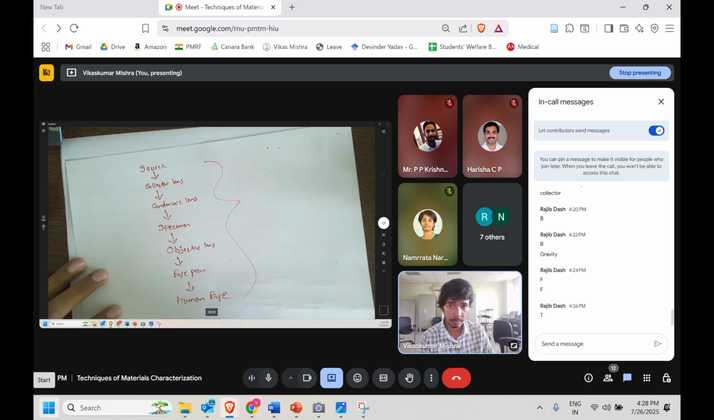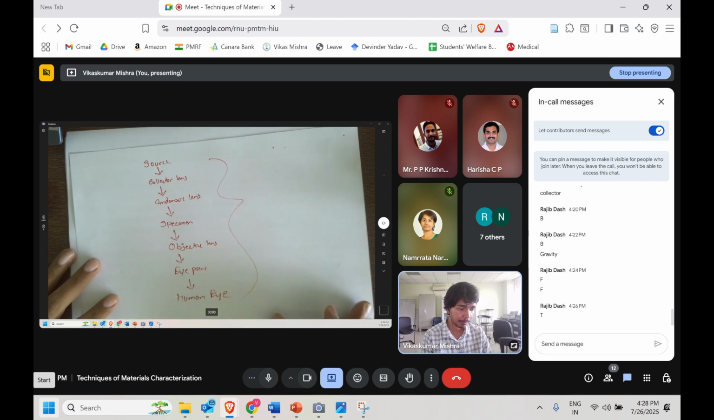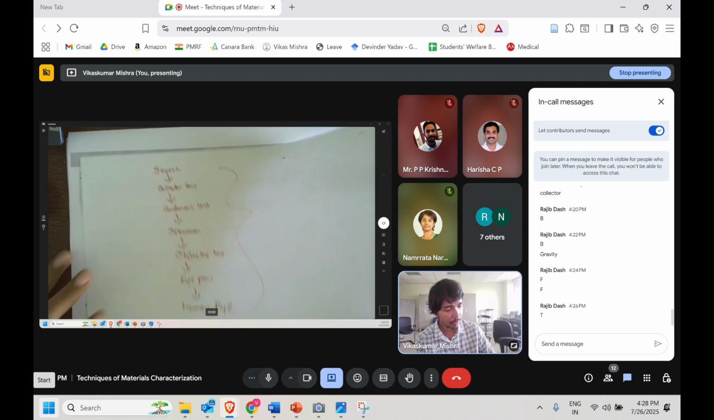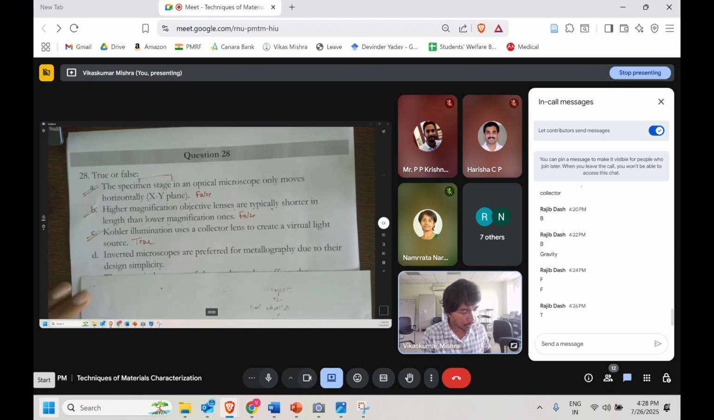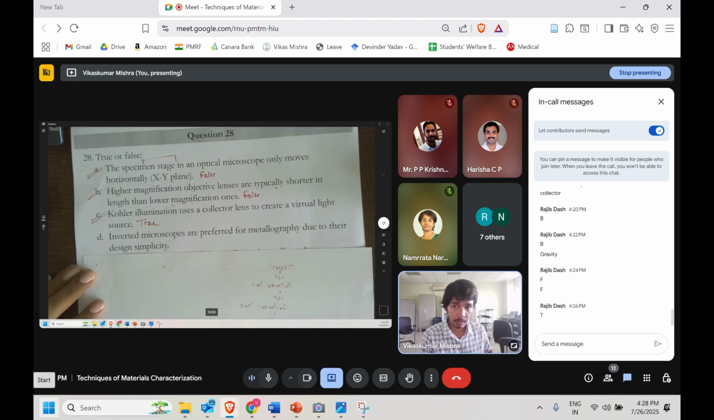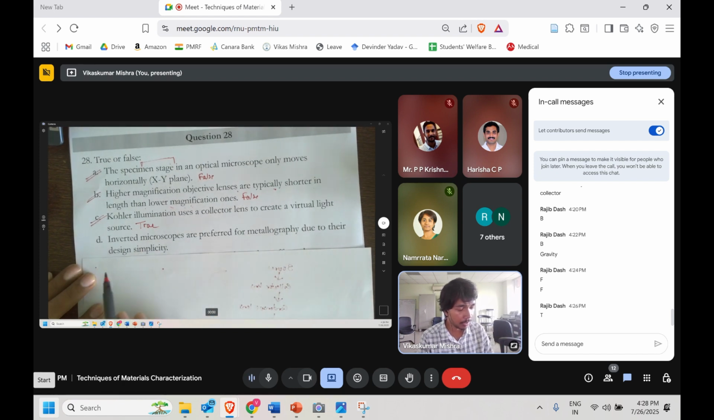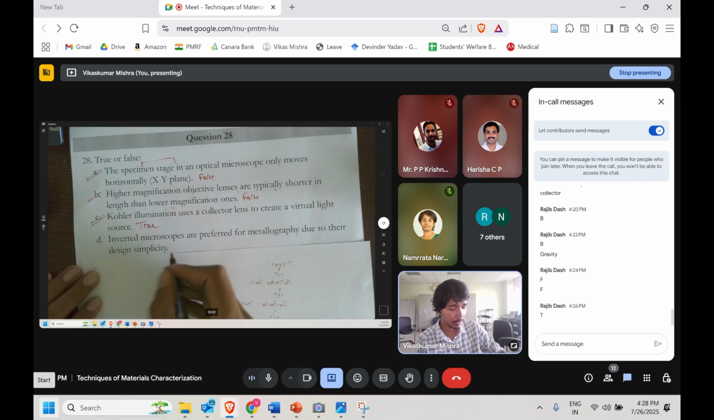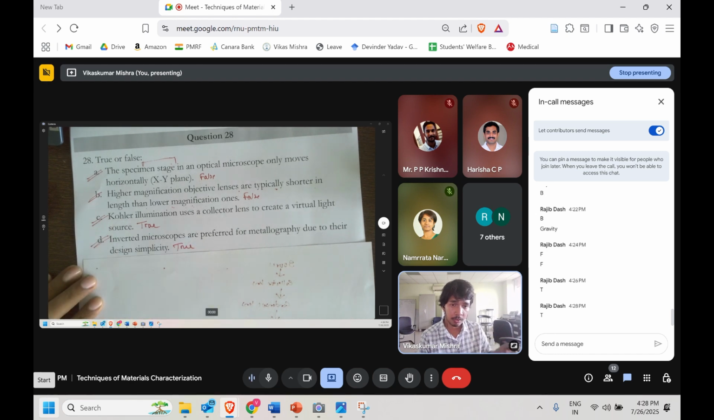So this is the entire optics, how it is happening, the pathway, how the things are there. So yeah, now let's move to question number 4. The inverted microscope is perfect for metallography due to its design simplicity. It's true, right? I just told you that we can simply put even the smaller or the larger specimen on top of that.